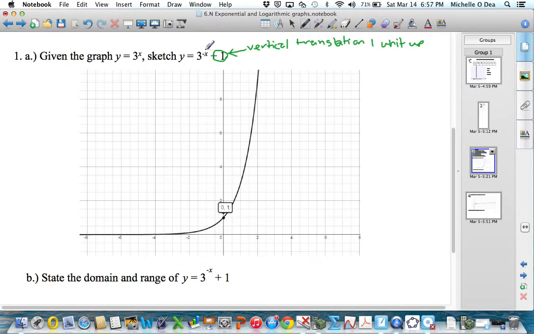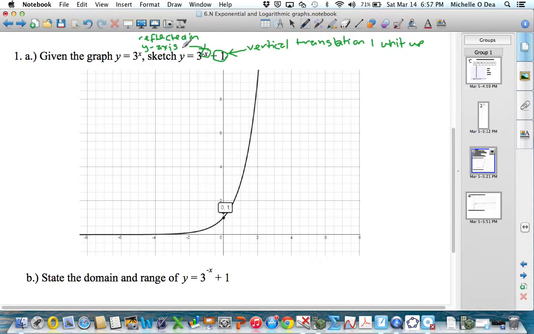Then we have this negative. This negative is with the x. It's inside the function. So this is going to be a reflection because anything with negatives is a reflection. So it's reflected. Now we need to think. It's with the x, so it needs to be a horizontal reflection. So it's actually going to go this way. This is horizontal, so it's going to get reflected in the y-axis.